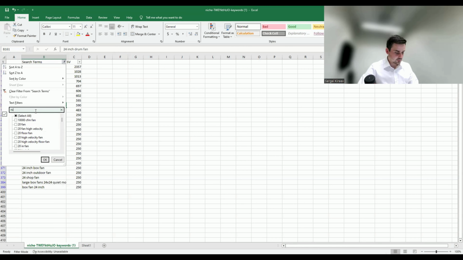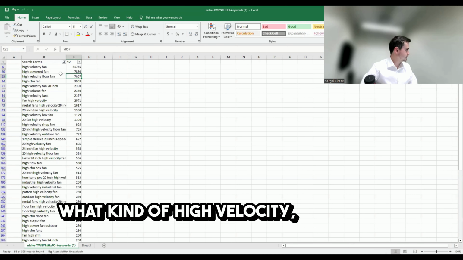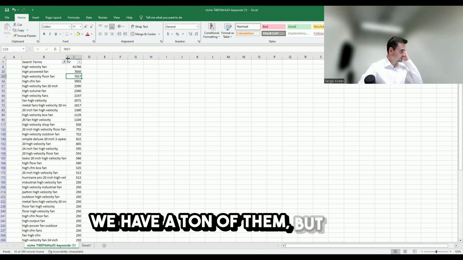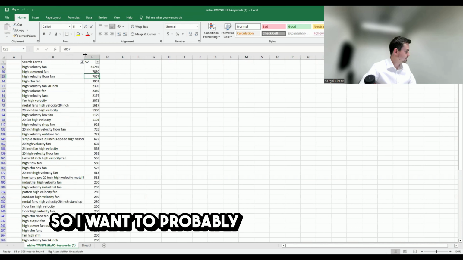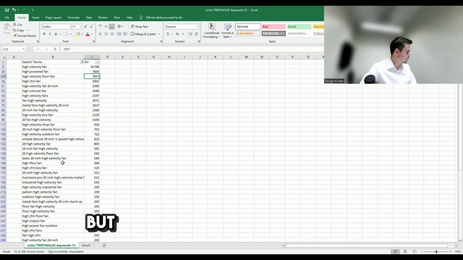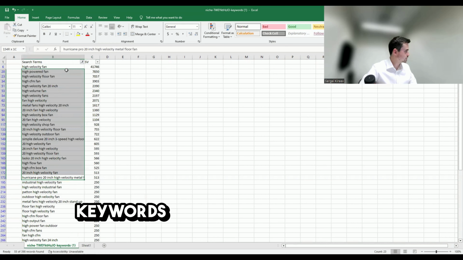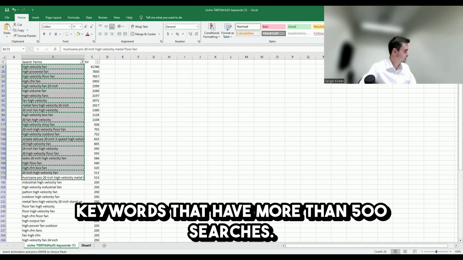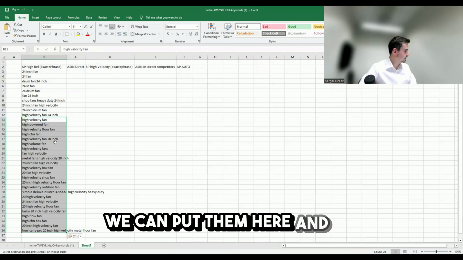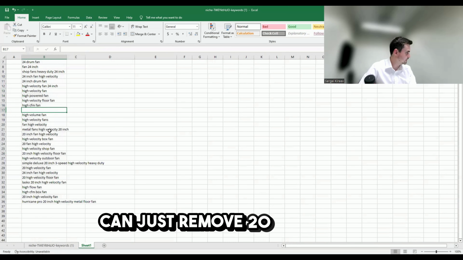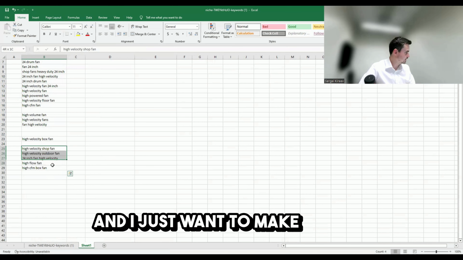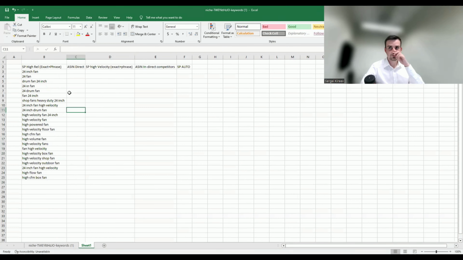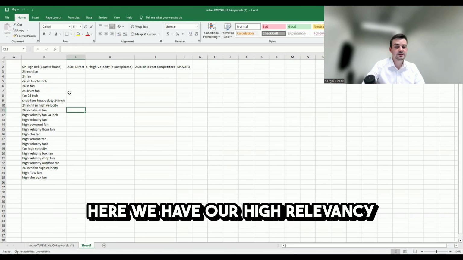Let's take a look at what kind of high velocity, high CFM keywords we have. We have a ton of them, but some of them have 20-inch in there, so I want to probably get rid of that one. But we can take again all of the keywords that have more than 500 searches. We can put them here and we can just remove the 20-inch ones. Now we're done with that, and I just want to make it look good. Here we have our high relevancy keywords.